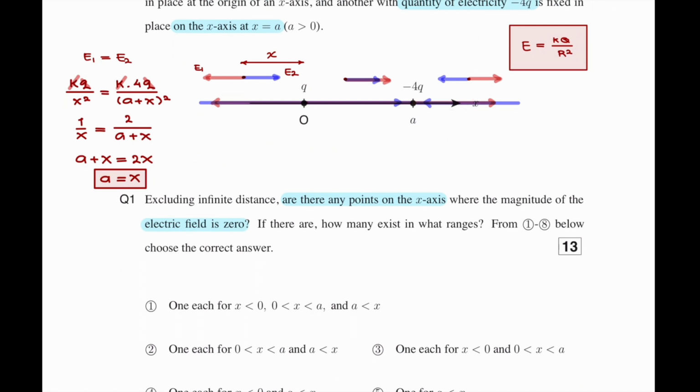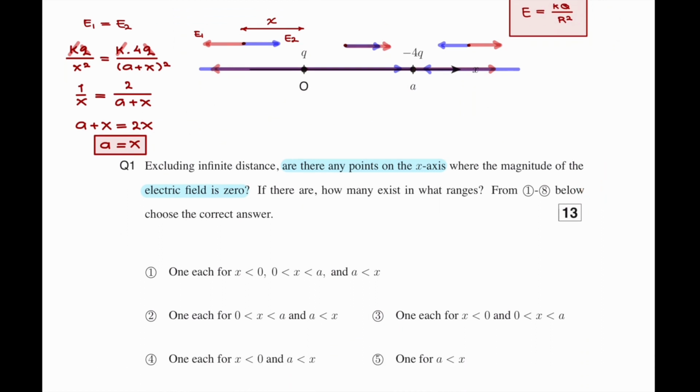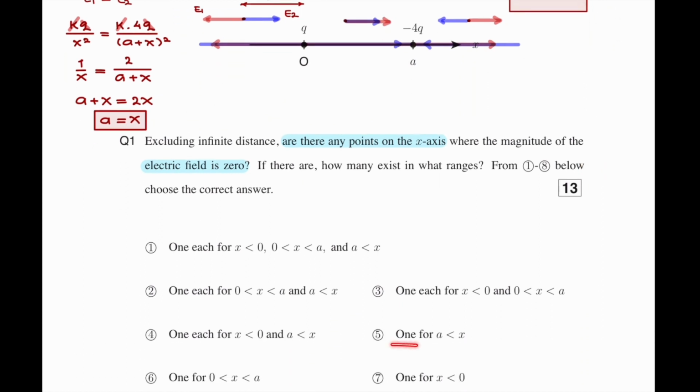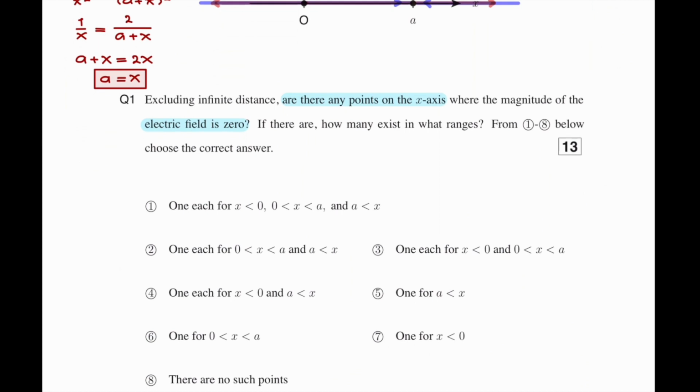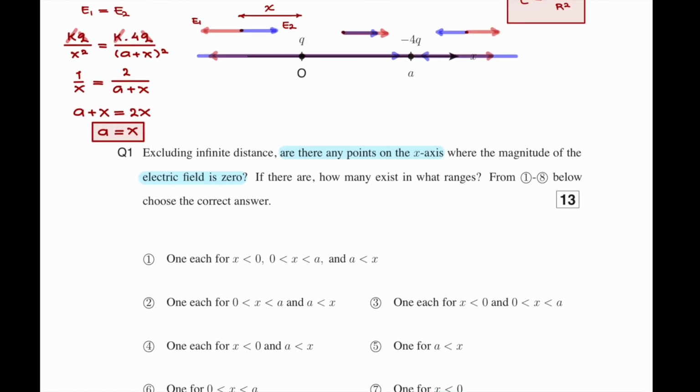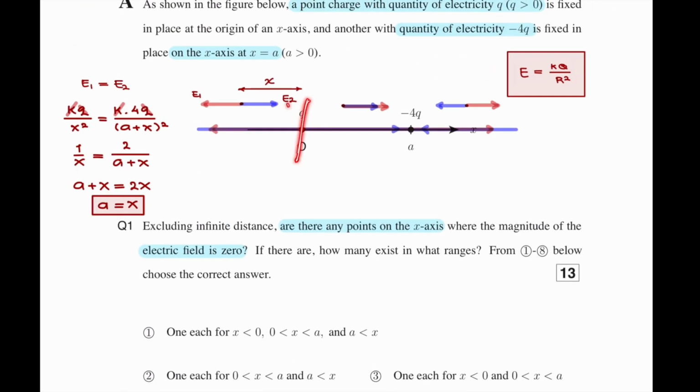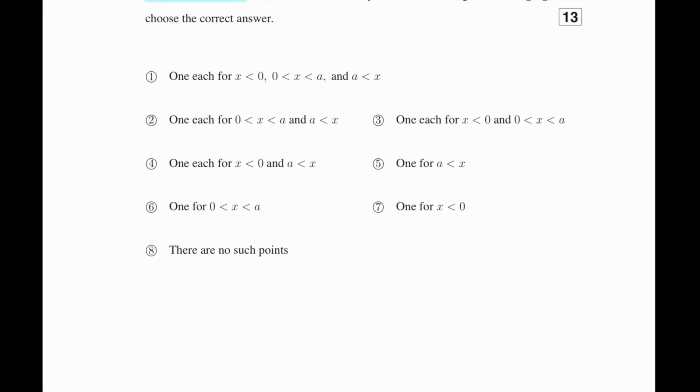So my answer for number 13 is there is only one possible position, which is x less than 0. The position is somewhere here, x less than 0. This is the origin. So this is the negative value of x, or negative coordinate of x. So my final answer is number 7.